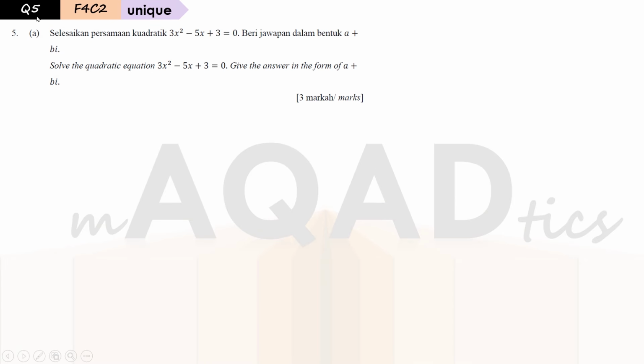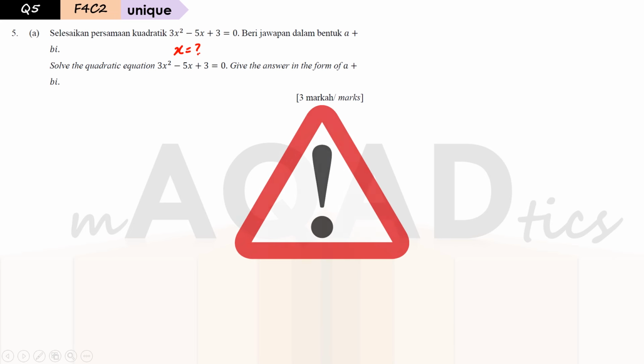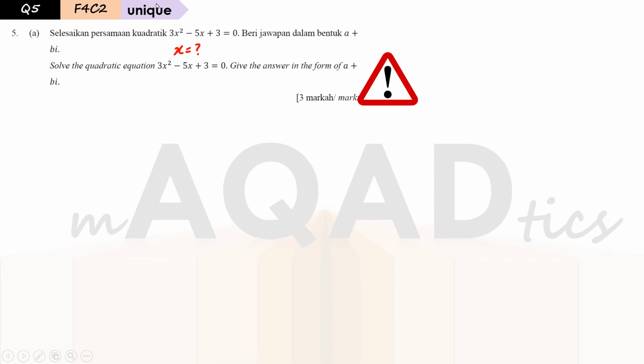For the fifth question focuses on quadratic functions, and in part A, we need to solve this quadratic equation. So meaning we need to figure out the value of x. But if you see I put the underline label here, is because we need to write the answer in the form of a plus bi.